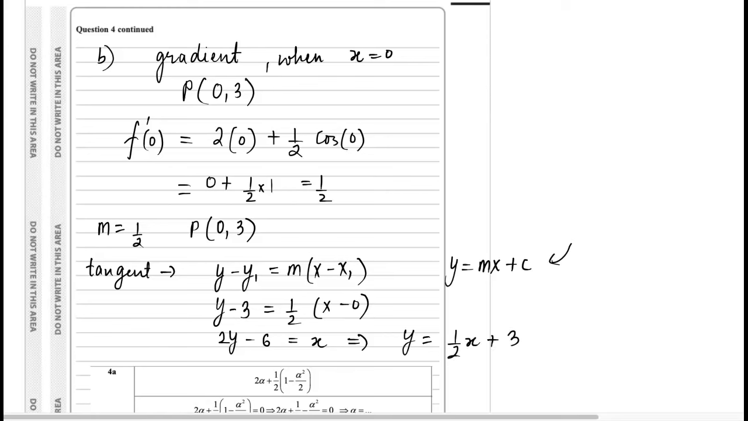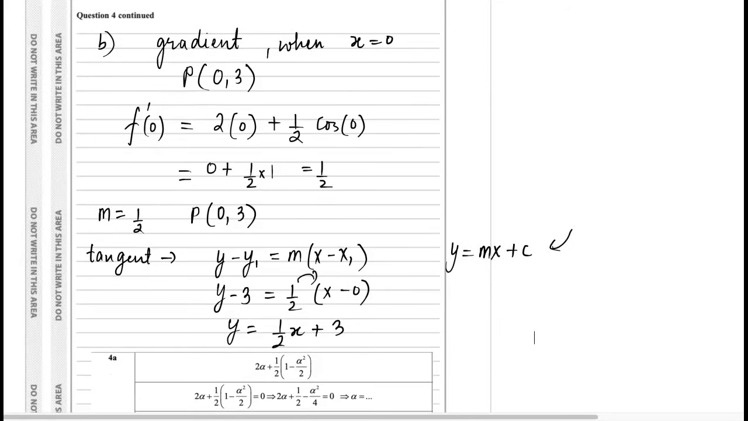So we can definitely eliminate this step. We need not do this. We can directly just expand it or multiply it inside, and we can get our answer just by moving things around. So this is our final answer: y equals half x plus 3, or if you want to write in decimals, y equals 0.5x plus 3.